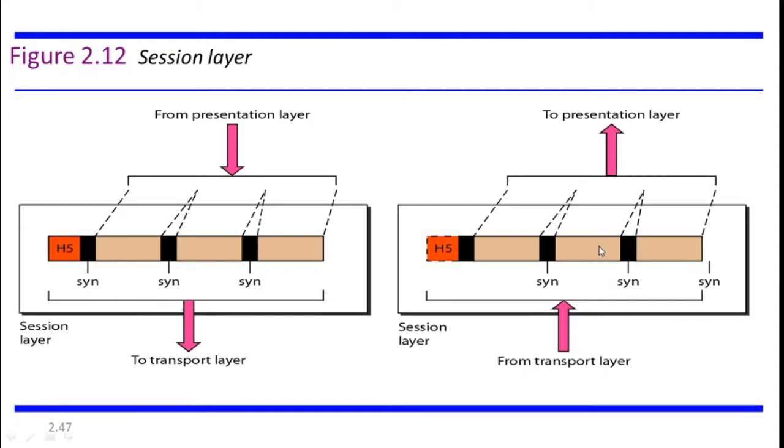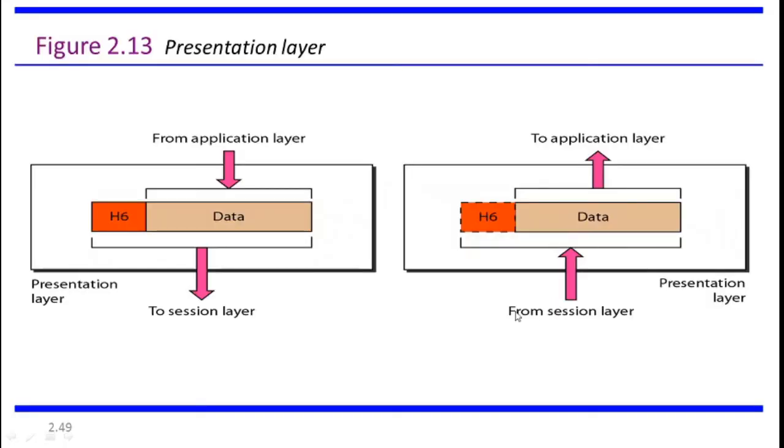Then that is received at the transport layer from the session layer, and the header part is removed to identify the synchronization bits. The synchronization bits are removed, and the data segments or chunks are combined together and sent to the presentation layer for further translation, compression or conversion into presentable format. So the session layer is responsible for dialog control and synchronization.